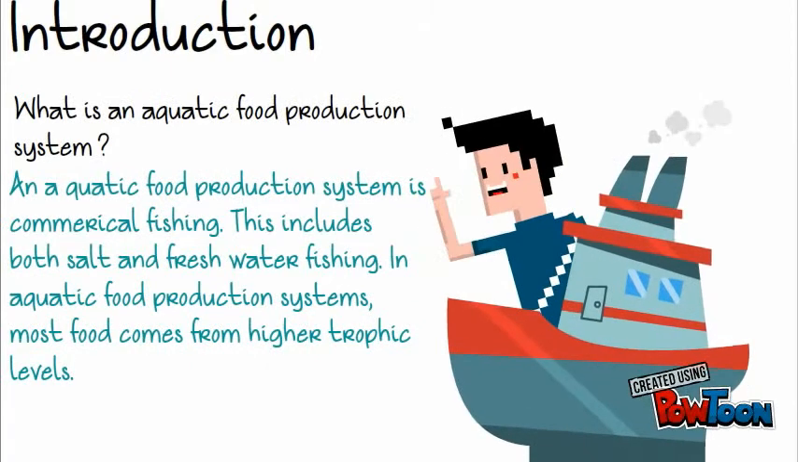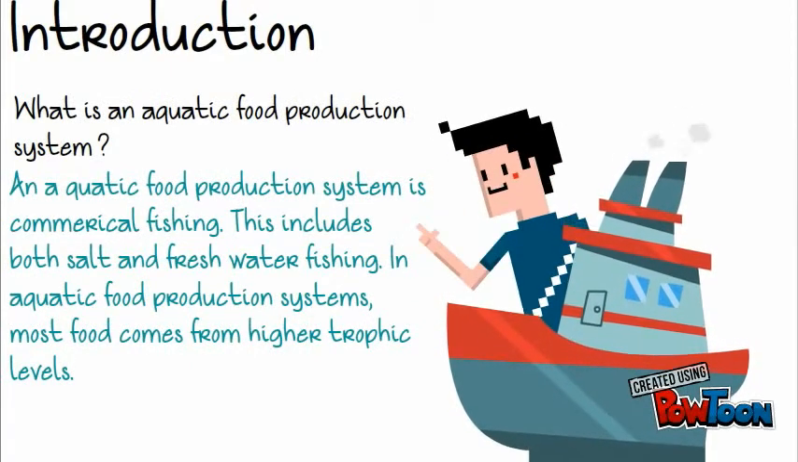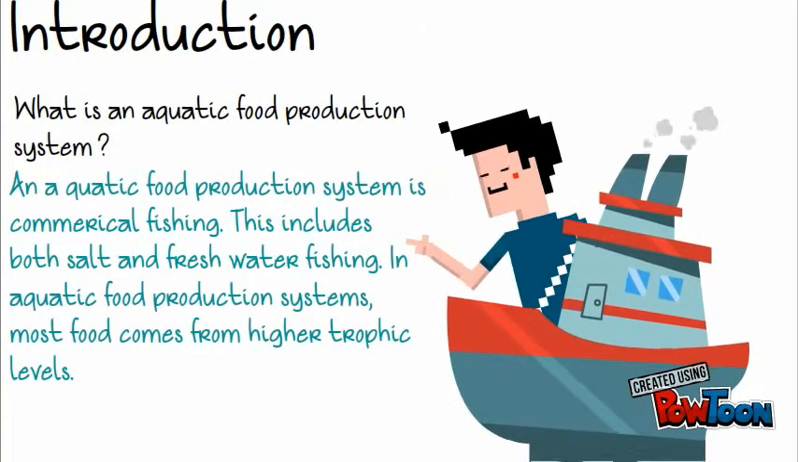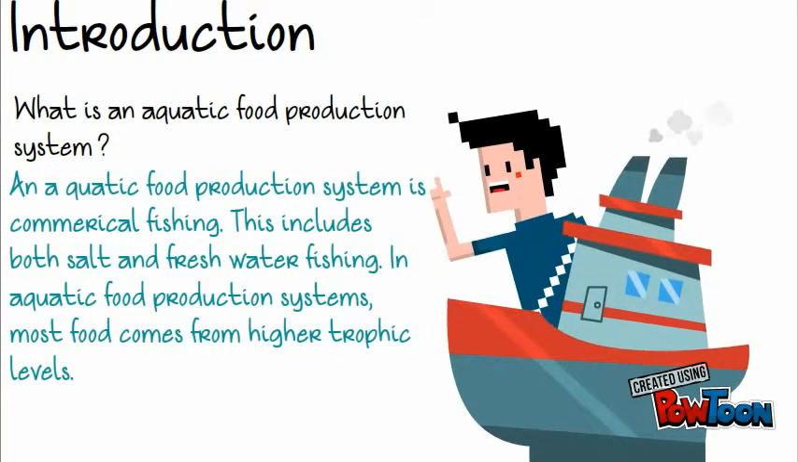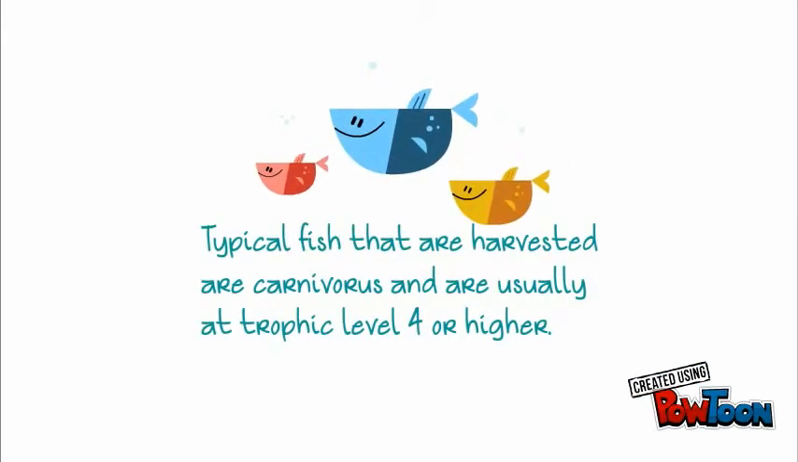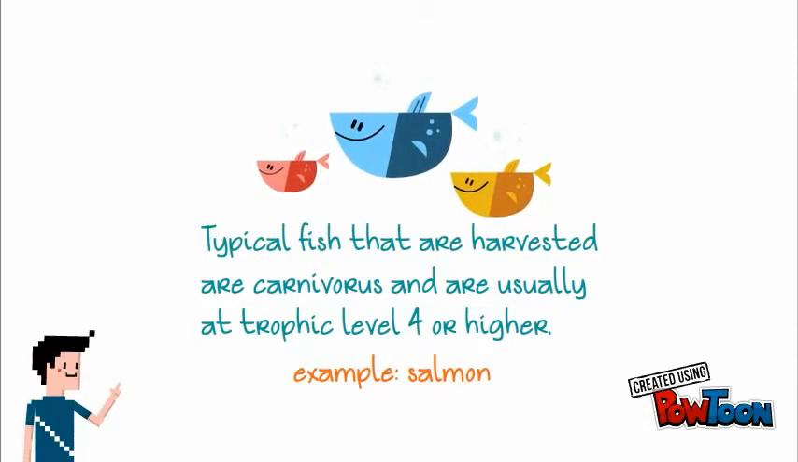We will now discuss aquatic food production systems. An aquatic food production system is a commercial fishing. This includes both salt and freshwater fishing. In aquatic food production systems, most food comes from higher trophic levels. Typical fish that are harvested are carnivorous and are usually at higher trophic levels, such as 4. Examples are salmon.